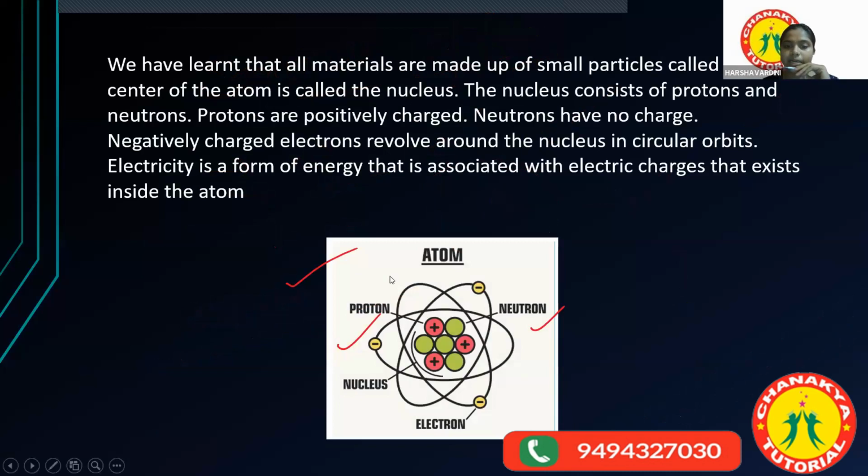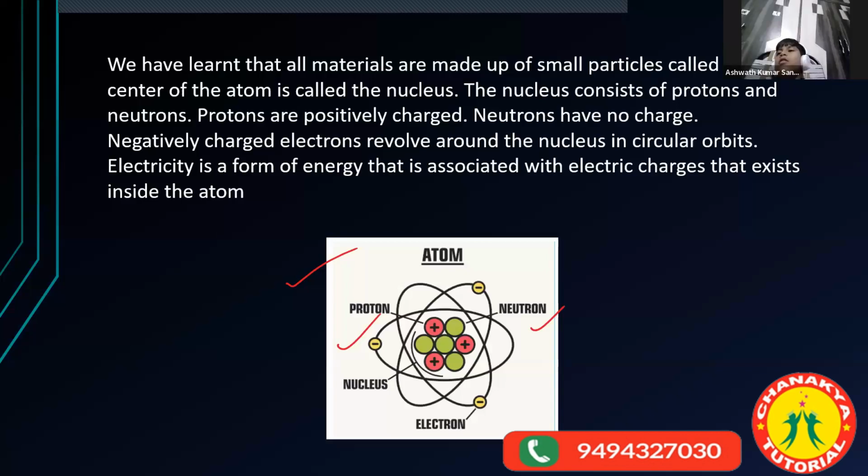This is the recent discovery that everyone accepted as the optimal way to describe an atom: protons will be inside the nucleus with the neutrons, and electrons will be revolving around them. This is the latest model accepted all over the world. Electricity is a form of energy associated with electric charges that exist inside the atom. So what are the electric charges inside the atom?